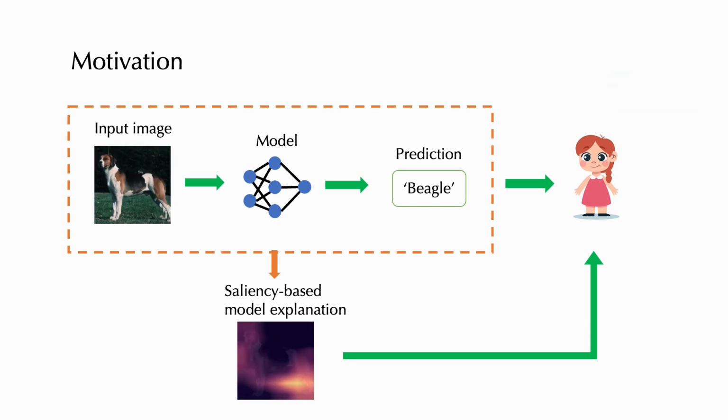However, in another scenario, the saliency model explanation seems to capture the grass on the image, which is not important to recognize the species of a dog. Thus, the girl declines the model prediction, even if beagle is the correct species.